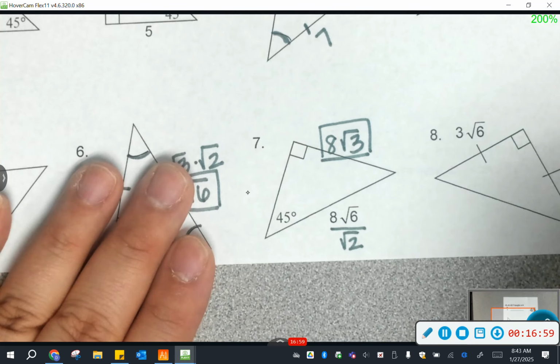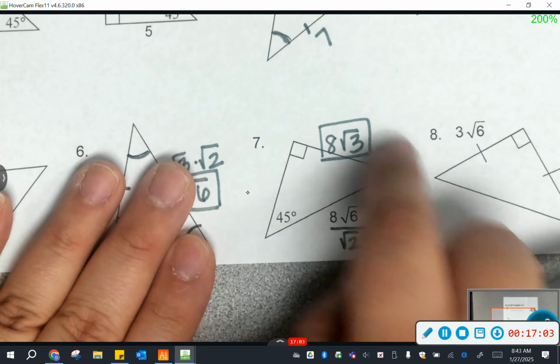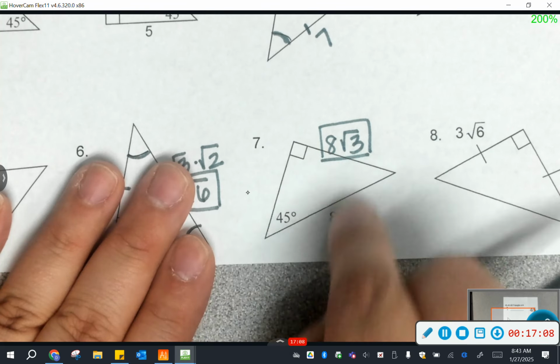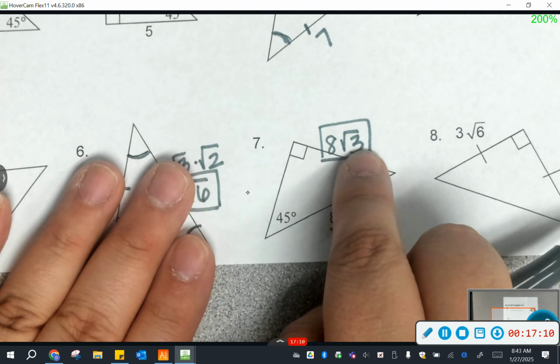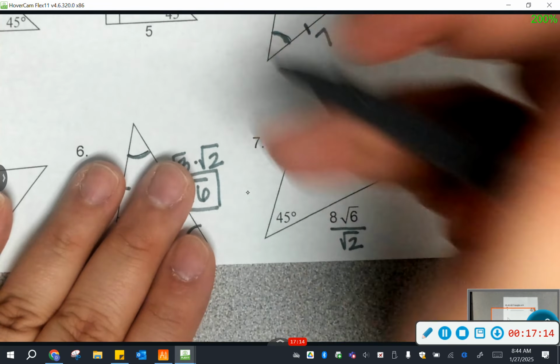Wait, so you've divided 6 and 2? Yep. So if I'm going backwards, I have the diagonal, I want to go backwards. I divided by square root of 2. And so then 6 divided by 2 is 3. The 8 stays. And if that's 8 square roots of 3, what's this? 8 square root of 3.